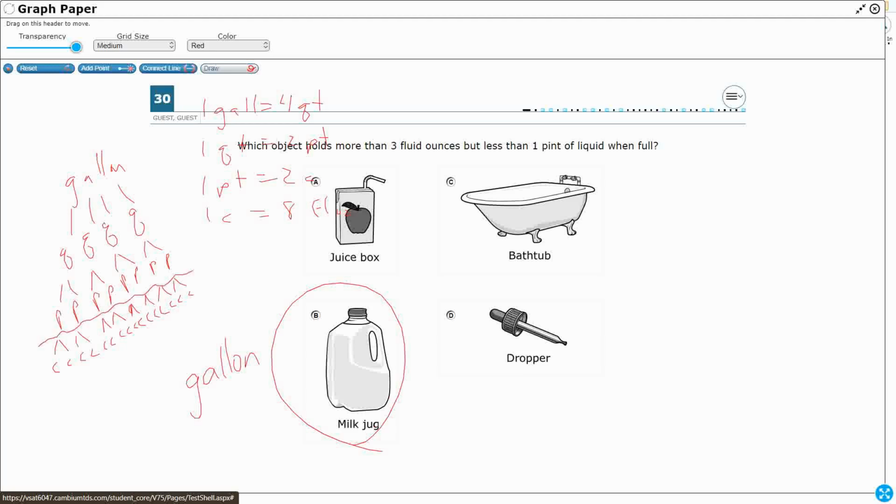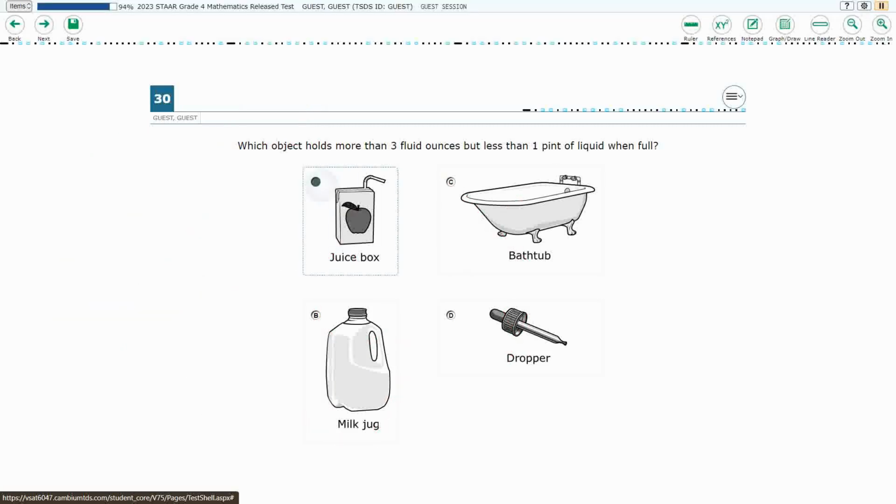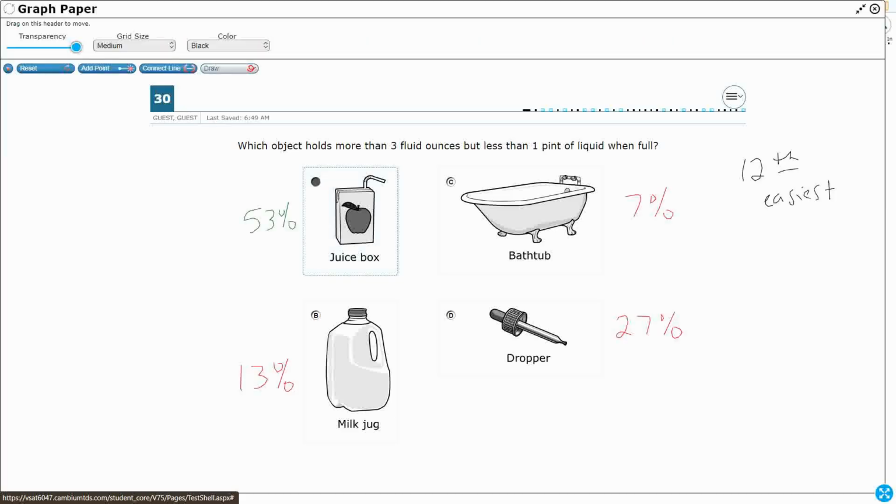So something down here. So obviously it's not going to be this gallon because that gallon is way up there. It's not going to be this bathtub because the bathtub is going to be bigger than a gallon. You could dump about 40 gallons into a bathtub. Okay, so now we're stuck between A and C, and that eyedropper is so tiny, probably just a few drops. That's going to almost be too small, right? So it's going to be this juice box. It's going to kind of fit right inside there, about a cup. So our answer here is A. Let's see how we did across the state of Texas. So this was the 12th easiest problem.